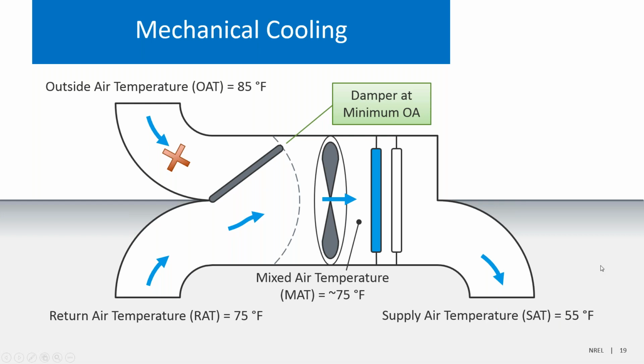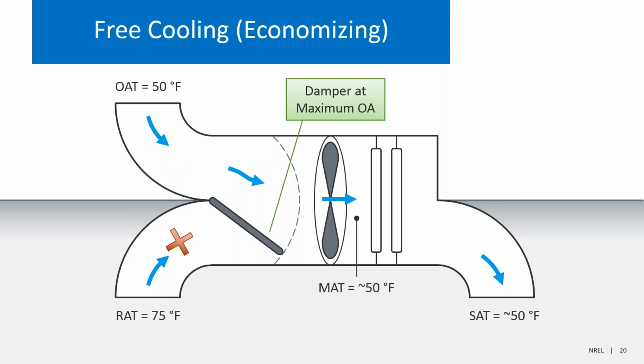But what if it's actually cooler outside? Well, it's very common that a commercial building might need cooling when the temperature outside is actually still pretty mild or fairly cool, because commercial buildings have lots of internal loads. So what happens in this case is that the economizer opens that damper up to allow more outside air to come through, and it doesn't recirculate the return air.